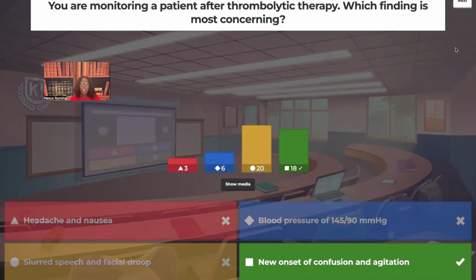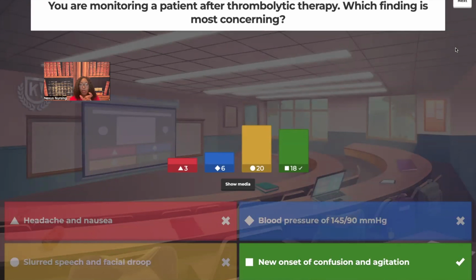Wow. 20 of you chose slurred speech and facial droop. Okay, let's talk about this, guys. So I told you the subject is stroke, right? And in this question, it tells you that you're caring for a patient with thrombolytic therapy. This patient had a stroke. They had a clot. Thrombolytic therapy.